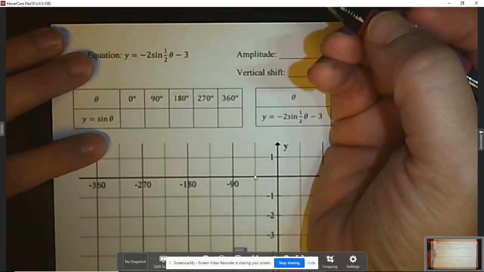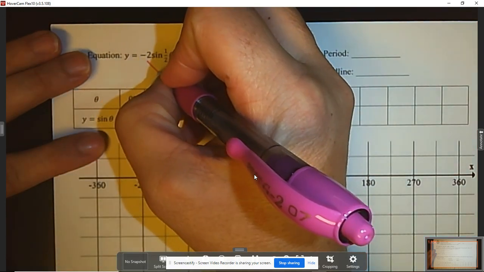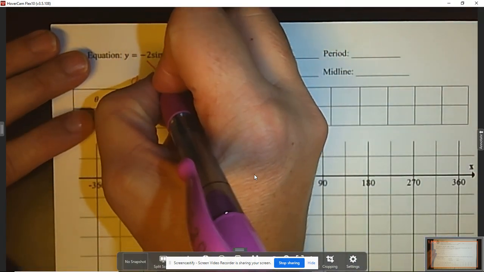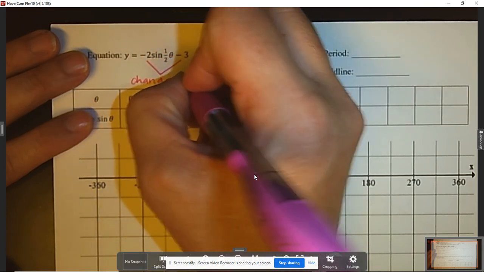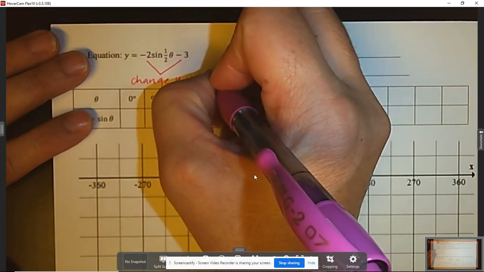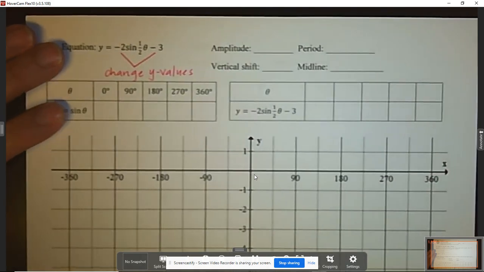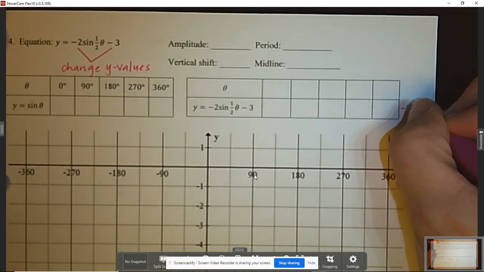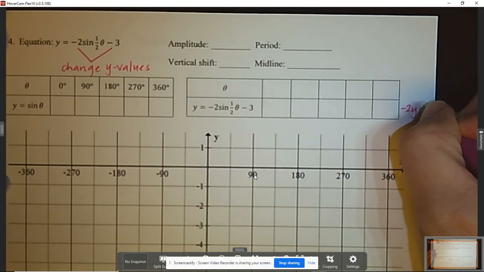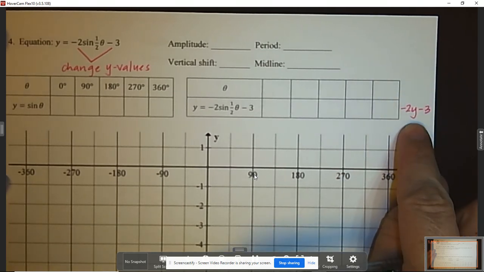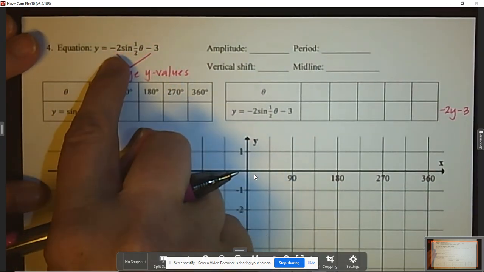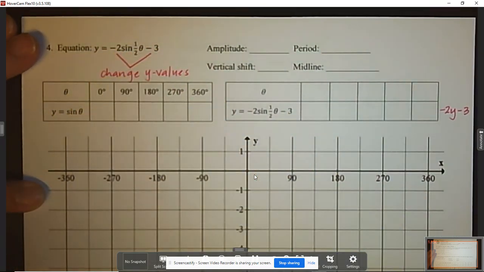You have 2 things outside. So you have -2 and -3. Those, again, change your y values. And you do exactly what it says. So you would multiply by -2 and then subtract 3. So if it helps, hop over here. You would do -2y minus 3. So you would multiply your y by -2 and subtract 3. And that's because those are my outside numbers, times -2 minus 3.